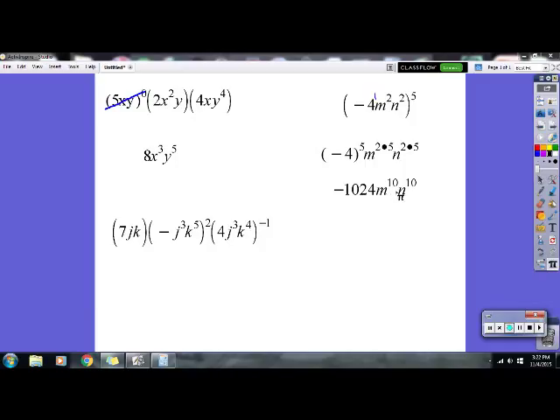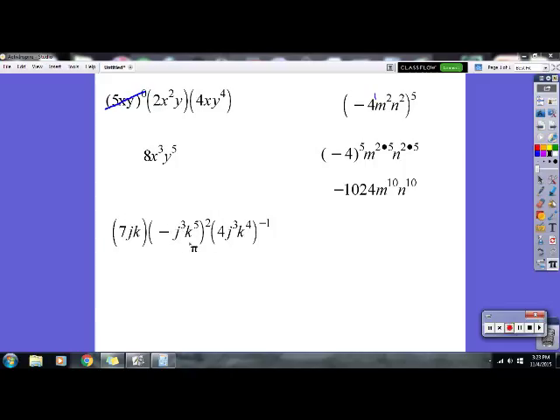-1024 times m to the 10th times n to the 10th. Alright, and then down here we have what looks like a monster of an expression to simplify, but if we just work a little bit at a time, it won't be so intimidating. So if I start with 7 times j times k, there's no exponent outside of these parentheses, so I can just let this sit for a minute while I'm working on these other two.